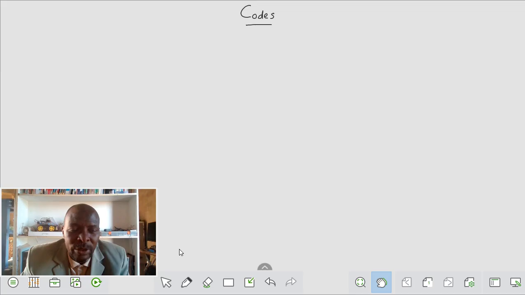We are here to look at codes today. We're going to look at what codes are. Codes basically are representations. To encode something is to represent something. So what are we going to represent? Our computers basically use codes to represent the various characters.